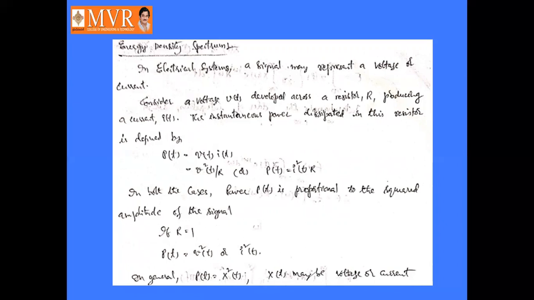Let me take this P of t. P of t is either voltage square V square of t or current square I square of t, written as x square of t. So x of t may be either voltage or current. If R equal to 1, then P of t equal to x square of t, right? x of t may be either voltage or current.